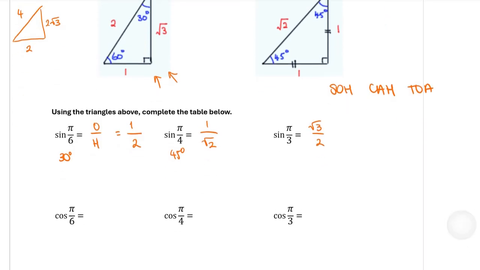Now for cosine pi on 6, you're going to look at the adjacent. The thing with cosine and sine, because they work opposites, cosine pi on 6 is going to be the same as sine pi on 3. So cosine pi on 6 is root 3 on 2, but if you had a look at the 30-degree angle, you would see that root 3 is the adjacent there. Then for pi on 4, same thing, we've got 1 on root 2, and then cosine pi on 3, the same as sine pi on 6, is going to be 1/2, okay?